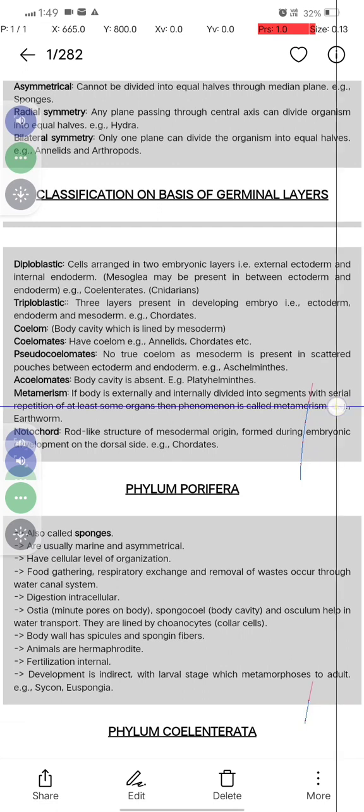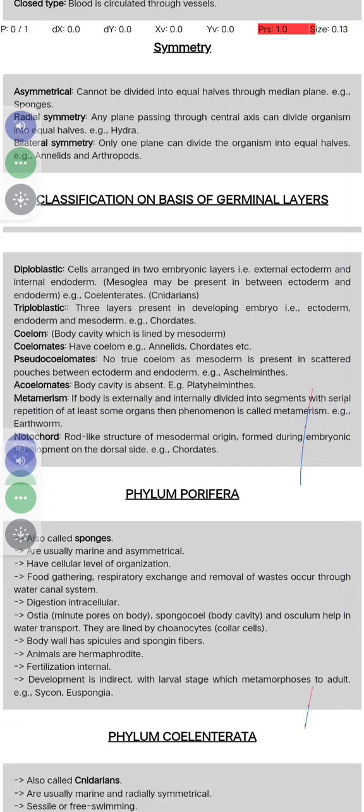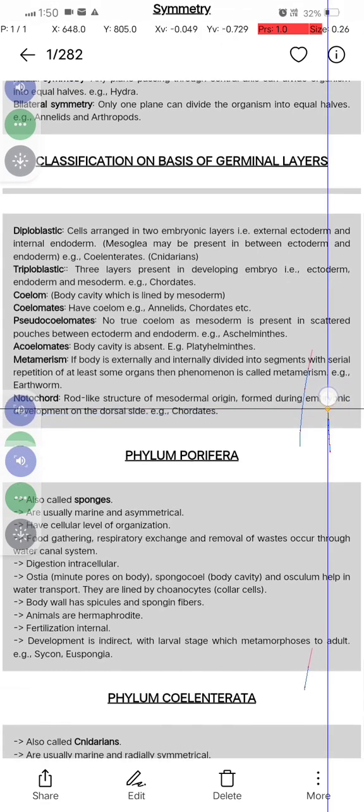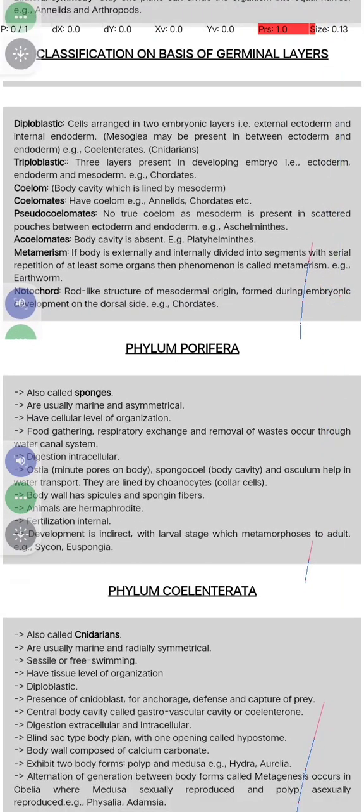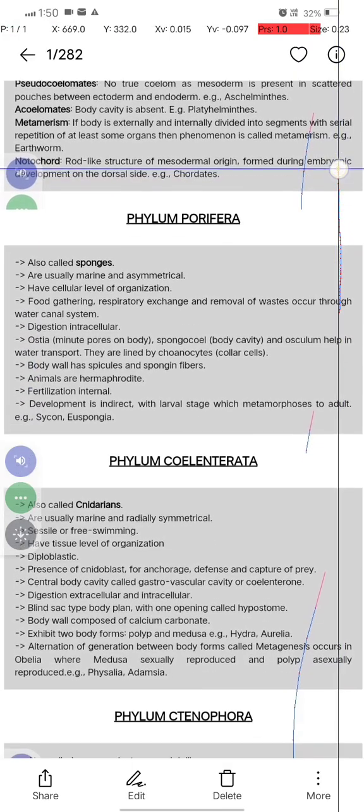Metamerism: if the body is externally and internally divided into segments, with a repetition of some organs, then the phenomenon is called metamerism. Example, earthworm. Notochord is a mesoderm-derived rod-like structure formed on the dorsal side in some organisms during embryonic development. Example, chordata.